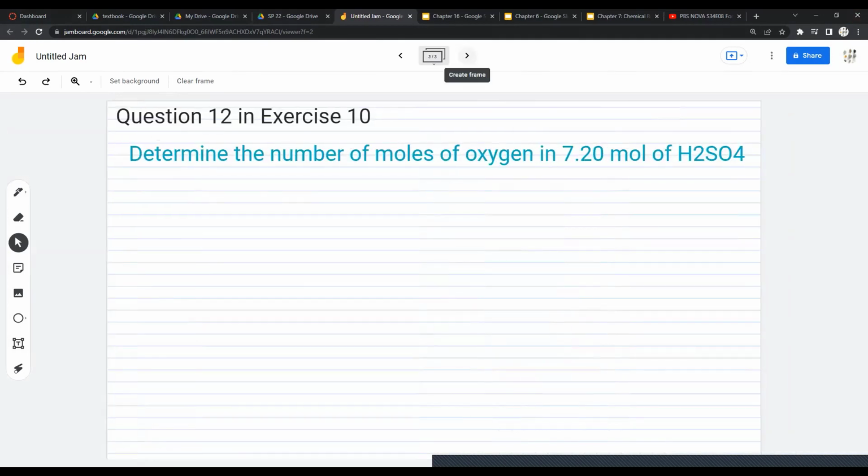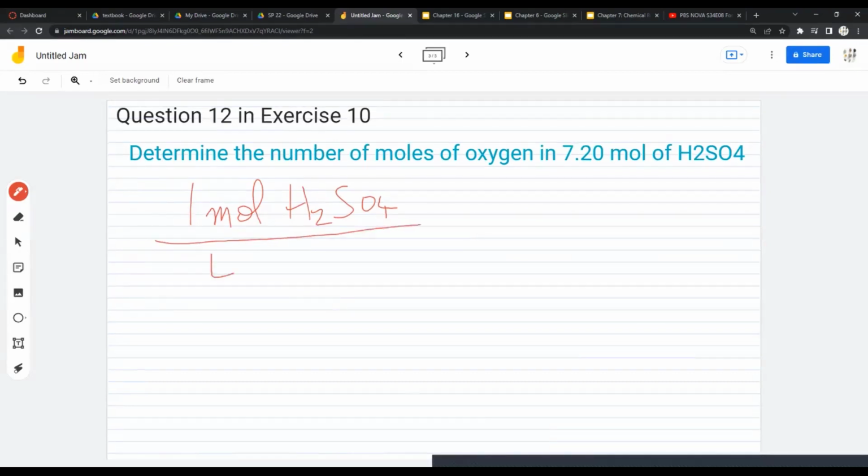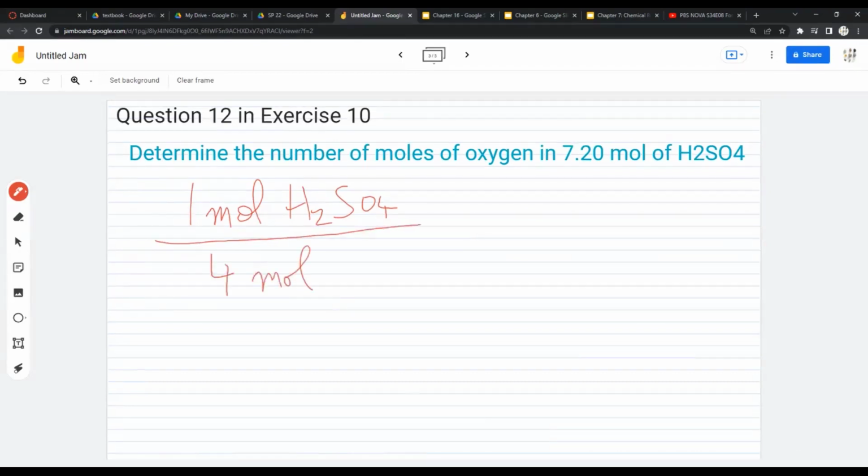So I'm going to give you a minute to see if you're able to solve it. In 1 mole of H2SO4, how many moles of oxygen is present? That is one of the ratios you will be using. In 1 mole of H2SO4, you have 4 moles of oxygen.